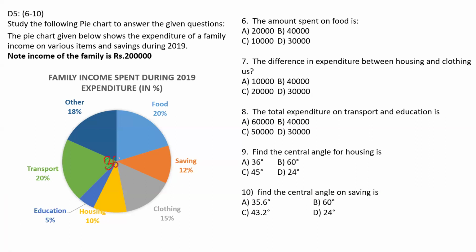The central angle for a full 100% is 360. If they're asking for housing, which is 10%, the central angle for housing is 36 degrees. That's it, like that you can calculate. If they are asking for savings, which is 12%, what is 12%? If 360 is 100%, 36 is 10%, so 1% is 3.6. Again 1% is 3.6. So 36 plus 3.6 plus 3.6, that's your answer.